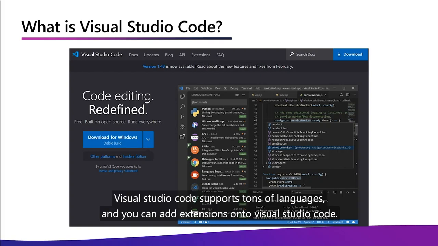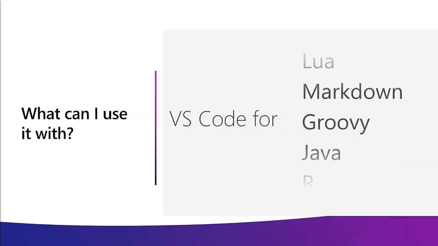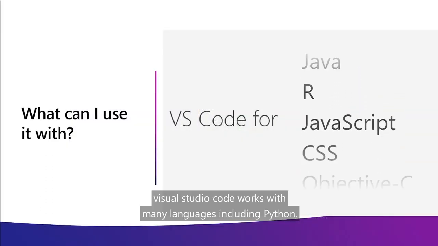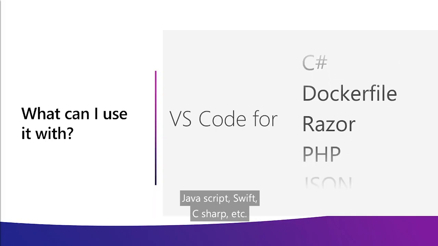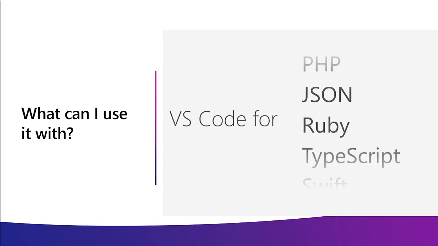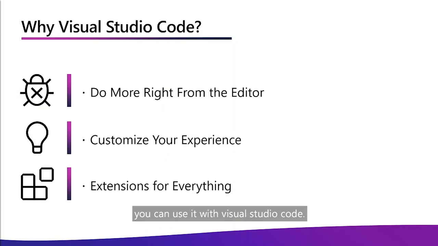Visual Studio Code supports tons of languages, and you can add extensions onto it. Have I mentioned it is cross-platform? It works with Linux, Mac, or Windows OS. It works with dozens of languages, including Python, JavaScript, Swift, C#, etc. So basically, if you have any language that you're comfortable with, you can use it with Visual Studio Code.